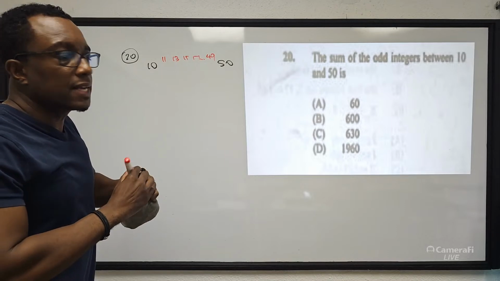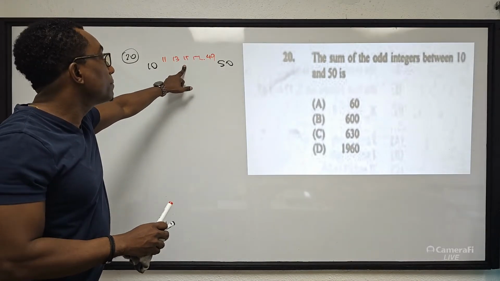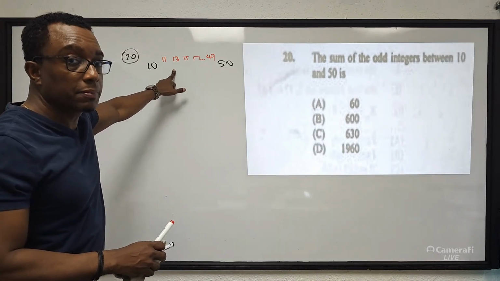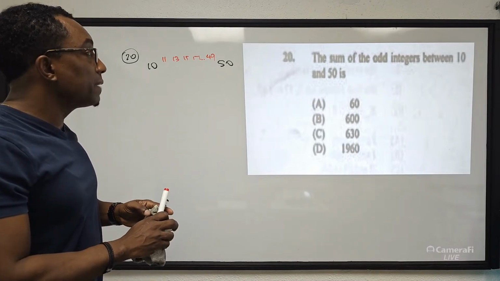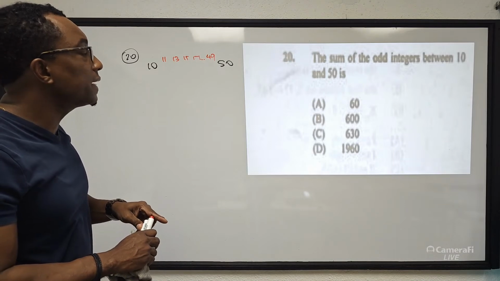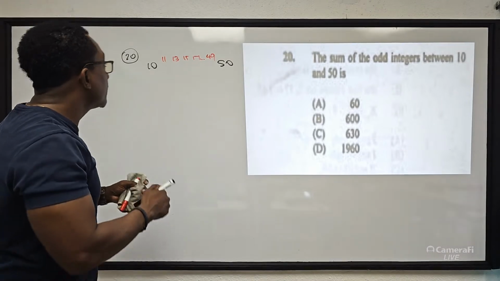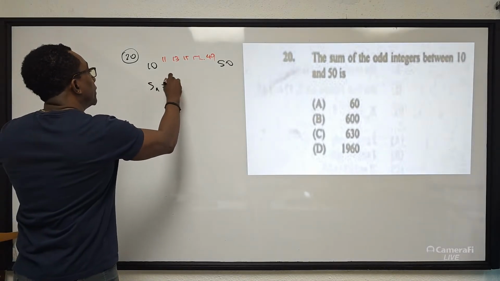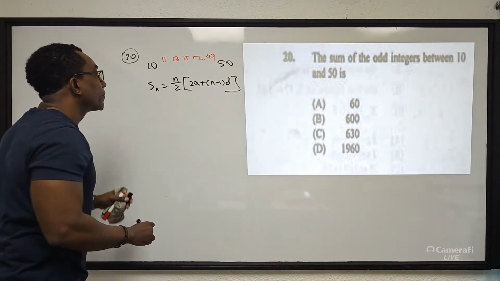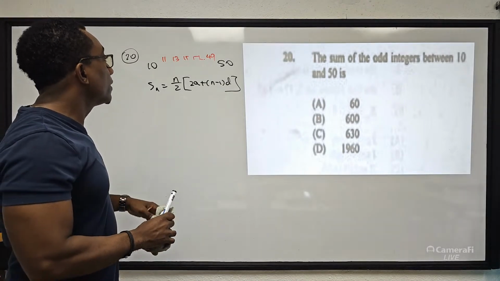We can recognize that to move from 11 to 13, I must add 2, from 13 to 15, I keep adding 2, which indicates that this is an arithmetic series, an arithmetic progression. So to find the sum of odd numbers between 10 and 50, we know the formula for the sum to n terms of an AP is n over 2 into 2a plus n minus 1 d.